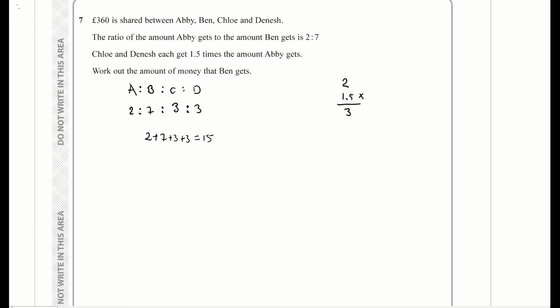I then add those together: 2 + 7 + 3 + 3 = 15 portions altogether. I then divide the £360 by 15 and I get £24. And I then want to get Ben's amount of money. Ben is getting 7 parts, so I need to multiply £24 by 7, and that gives me £168. And that is question 7.